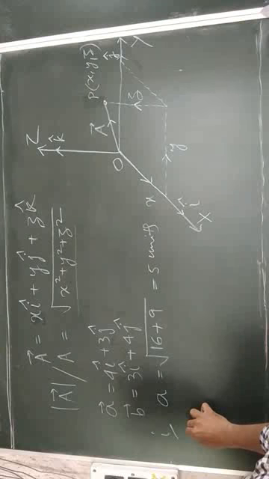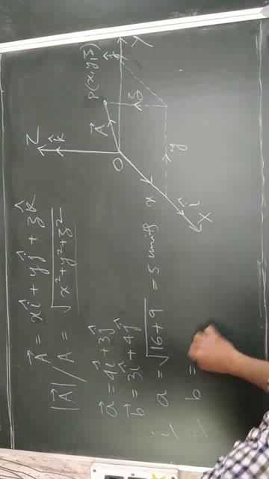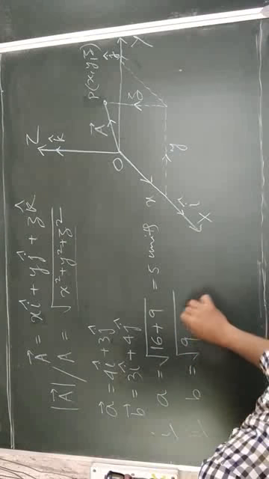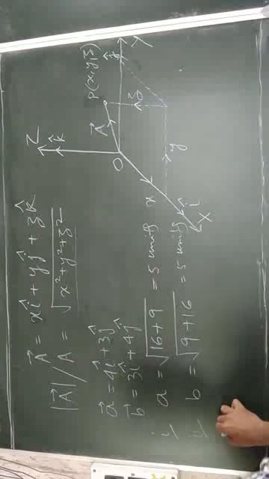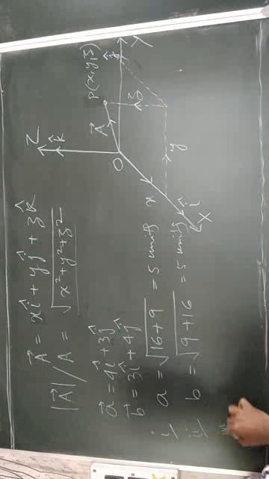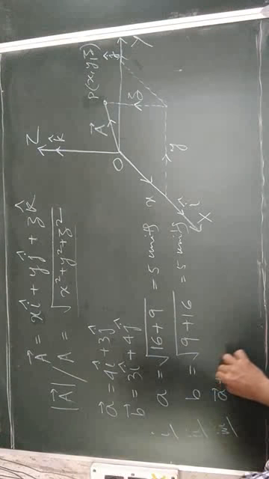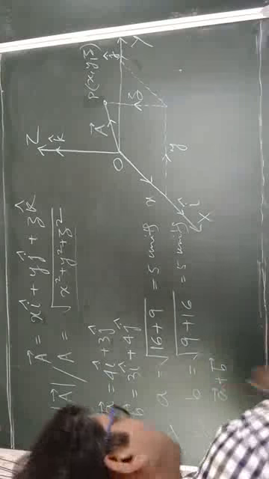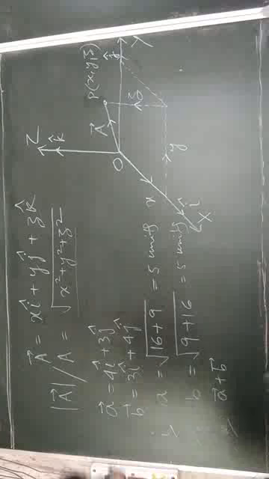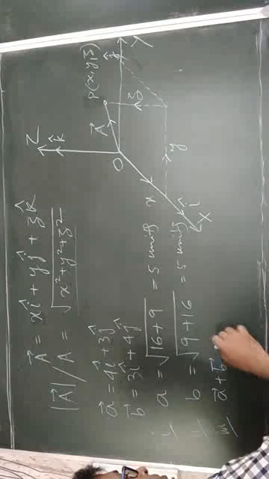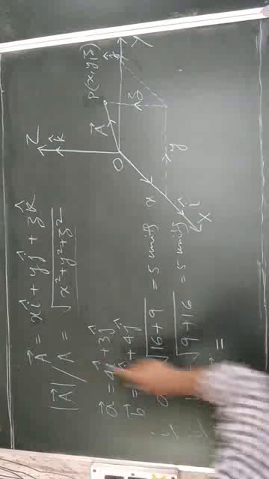Number 2 is the magnitude of B. Similarly, 9 plus 16, 5 units. Number 3, magnitude of A plus B. Now, to find the magnitude, we first have to calculate the whole vector, and you simply add the two given vectors.